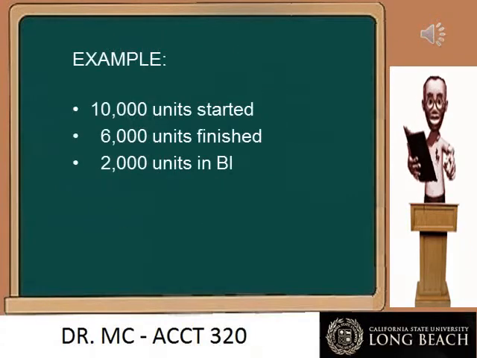Assume that you were told that 10,000 units were started, 6,000 units were finished and there were 2,000 units in beginning inventory. Now you need to figure out how many units are in beginning inventory, started and completed and ending inventory. Problems love to make you figure out how many units are in a specified group.